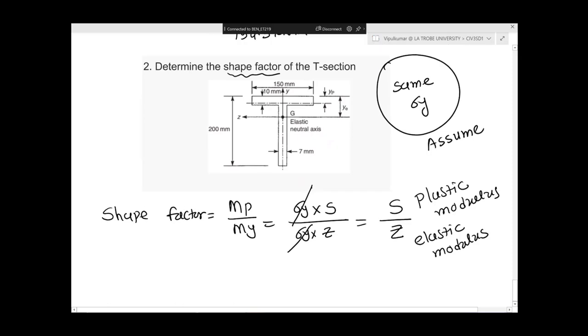Understand that? So we need to find only the plastic modulus and elastic modulus, and if we take a ratio, it will give you the shape factor. And do you understand what the shape factor can tell you? It's going to tell us how much efficiency we can utilize if we use plastic moments. All our design standards are based on MP, not MY. All right, let's do the elastic modulus first.